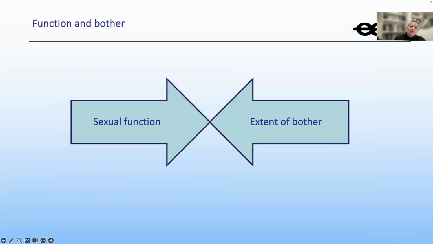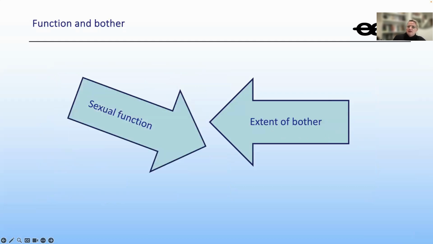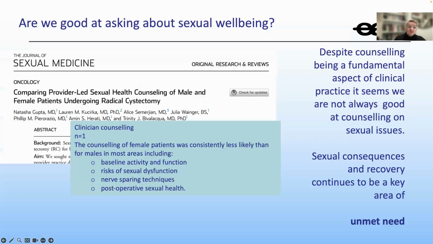So in Belinda's case, we've established that she will be bothered by changes to her sexual function. However, the literature doesn't always establish the correlation between sexual function issues and symptom bother. But what we know from the research in bladder cancer is that we're not very good at measuring symptom bother. So if we're not very good at understanding the patient experience of sexual well-being, are we any good at talking about it with our patients?